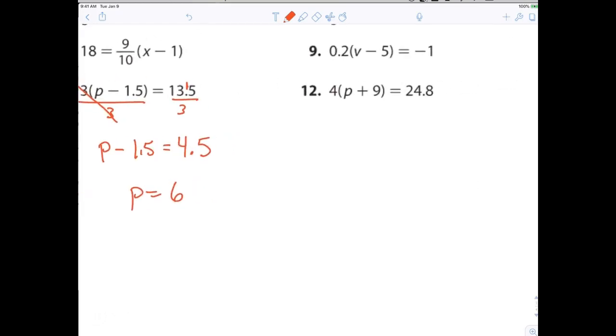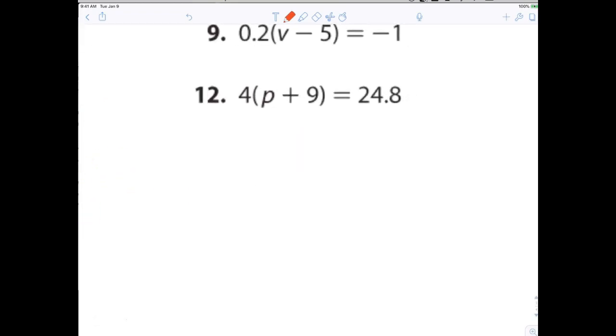All right, number 12. Here we go. Now, Aiden, what am I going to do on this one? Divide. Thank you. What am I dividing by? 4. Divide by 4. Beautiful. Now we got great mental math skills. So what's 24 divided by 4? That is 6. Point. What's 8 divided by 4? That is 2. Do you see how easy that was? Everybody good? P plus 9 equals 6.2.